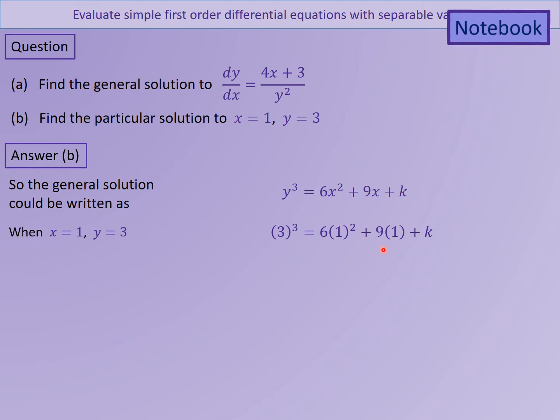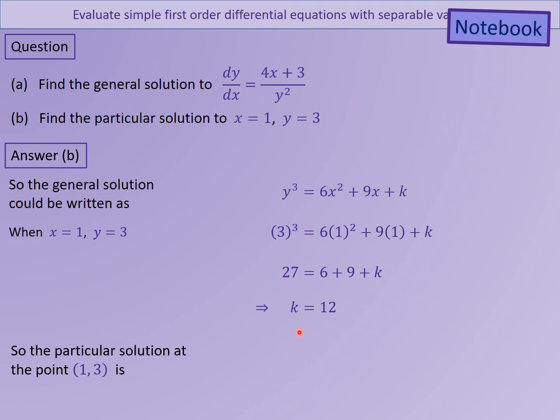All right, y equals 3 when x equals 1. Bit of rearranging, and out pops k equals 12. So now I've got k equals 12. I can rewrite my equation and get the particular solution. And there we go. y cubed equals 3x squared plus 9x plus 12, sorry.